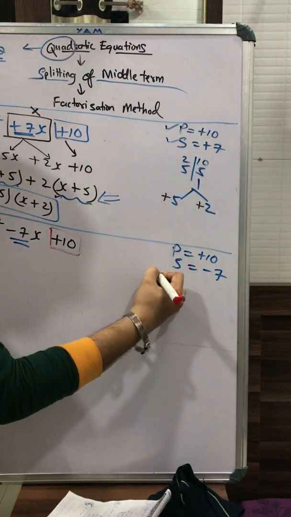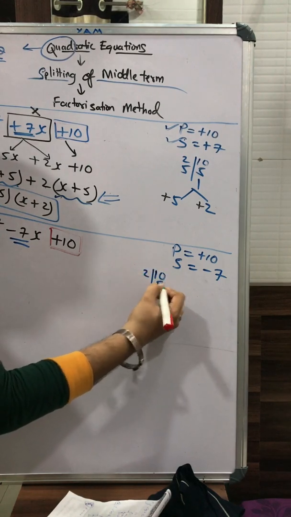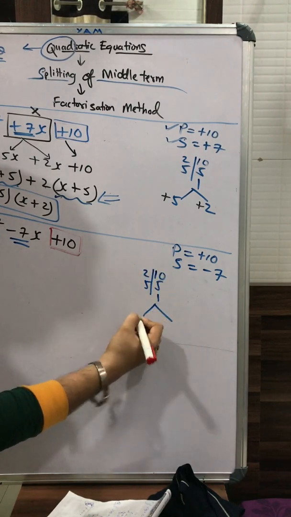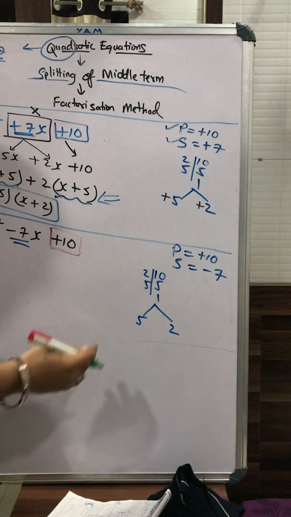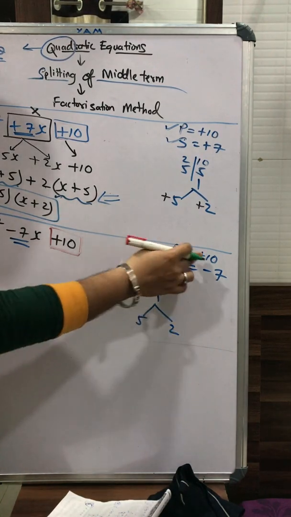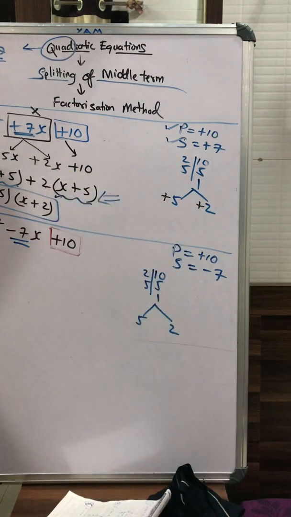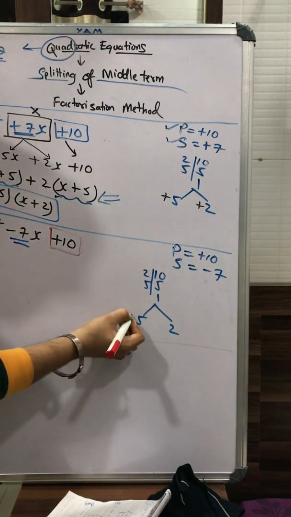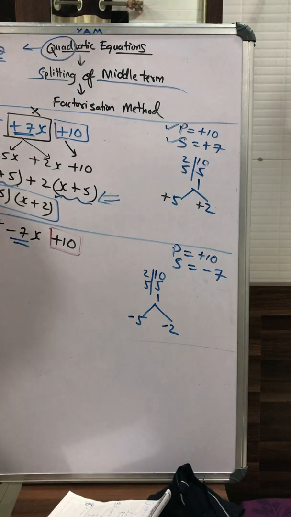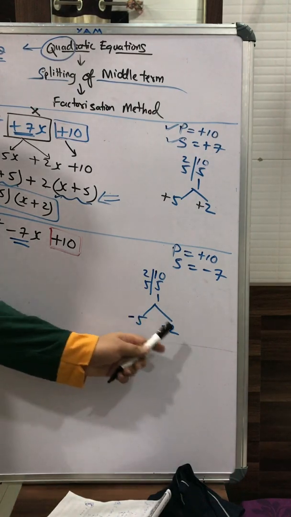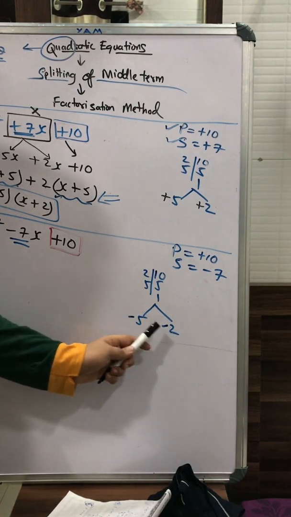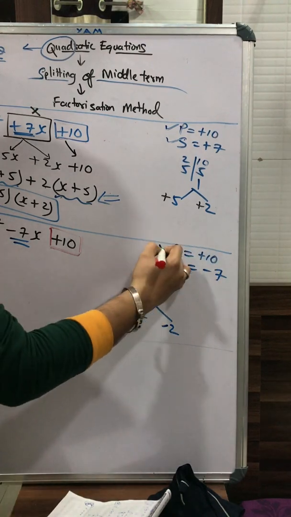So now if I break out this 10, 2 5s are 10, 5 1s are 5, so I get the two numbers as 5 and 2. But now if I multiply 5 2s, I get 10, but 5 plus 2 is plus 7. It's not minus 7. I should get minus 7. So if I apply minus in front of these two numbers, minus 5 multiplied by minus 2 is plus 10. Okay.